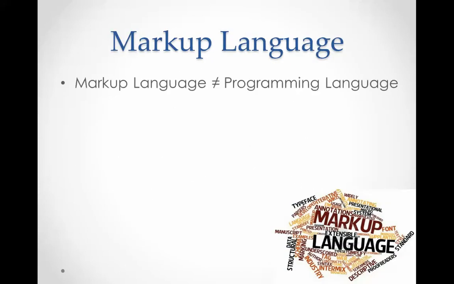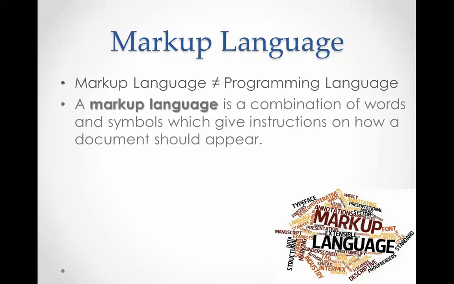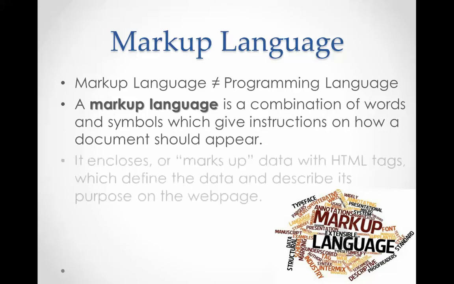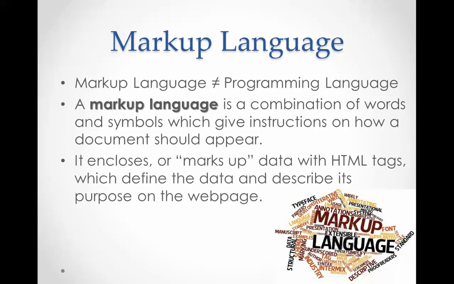Then markup language. A markup language is not a programming language. What it's used for is a combination of words and symbols which give instructions on how a document should appear. For example, you can use a markup language to tell the computer how you want to write a word. You want to put it in italics or bold type. Yeah, that's the example. And HTML is a markup language which encloses and marks data with HTML tags. They define the data and describe its purpose on a web page.